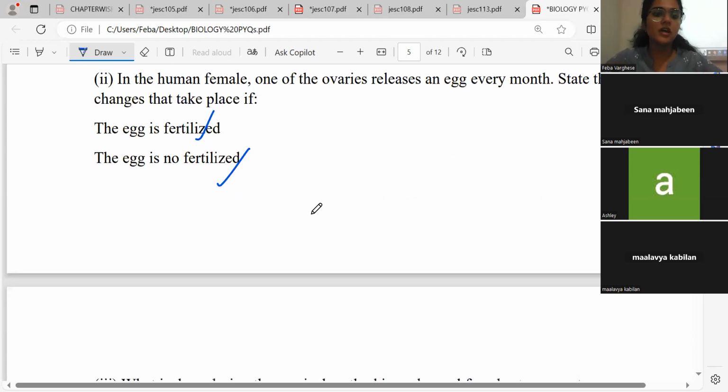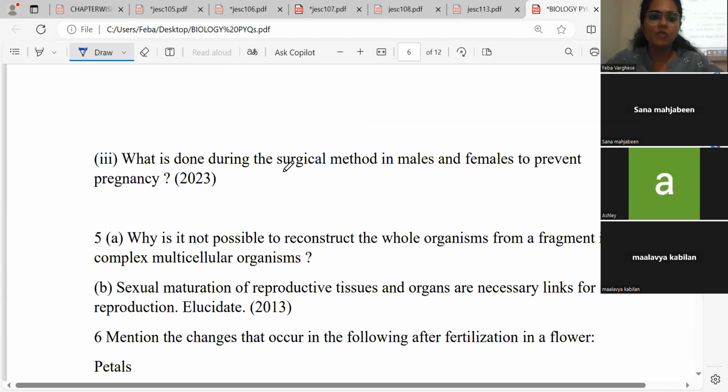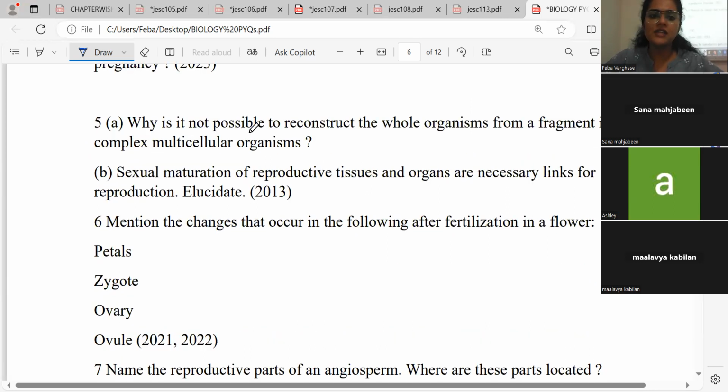Explain the process. Now, what is done during surgical methods in males and females to prevent pregnancy? Vas deferens is cut and tied in males, and in tubectomy, the fallopian tube is cut and tied in females. Now, why is it not possible to reconstruct the whole organism from a fragment in complex multicellular organisms?